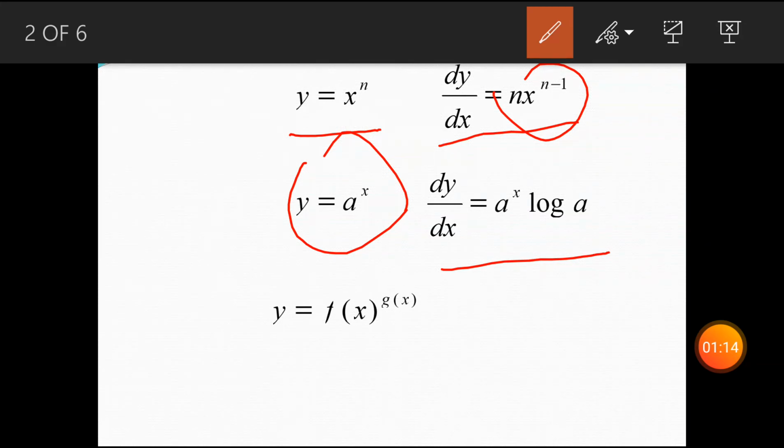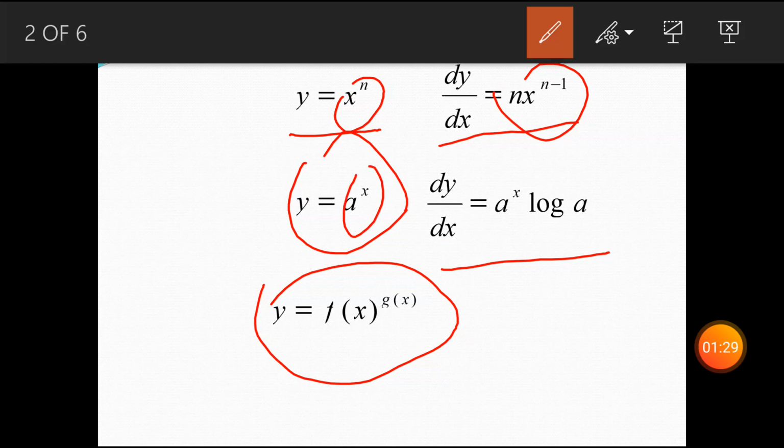Now what if the function is in this form, y equals f(x) to the power g(x)? In the earlier case the base was a variable and the power a constant; here a constant base had a function as its power. But now the base is a function and the power is also a function. To solve such things, we need a different approach, and that approach is nothing but logarithmic differentiation. So we are going to discuss how to solve it.